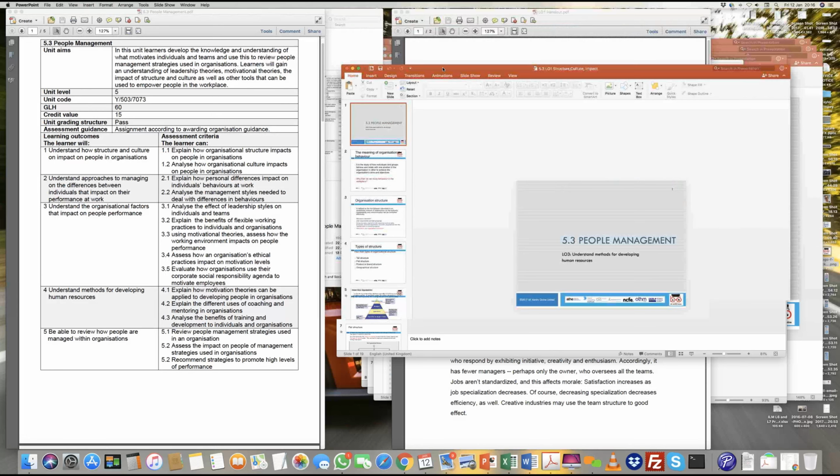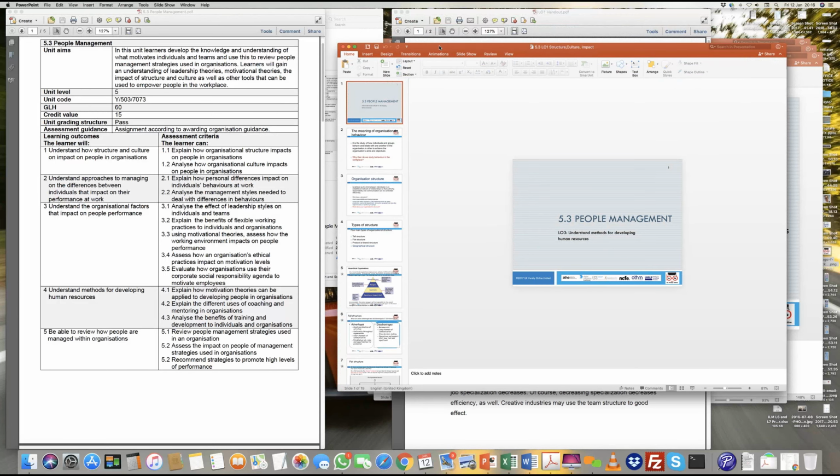So what I'm going to do is start off with the first learning outcome. In the first learning outcome, we are looking at understanding how the structure and the culture of the organization, and of the people, impact the working of the organization.